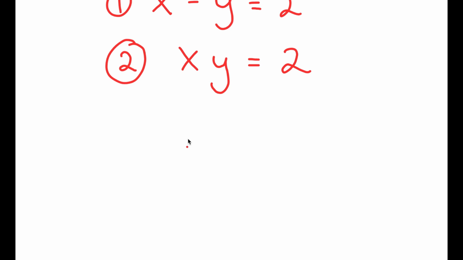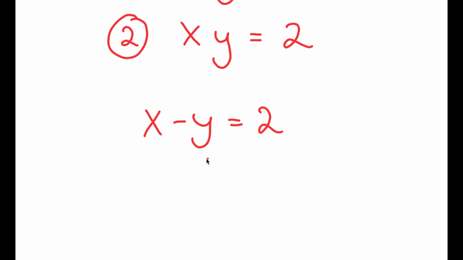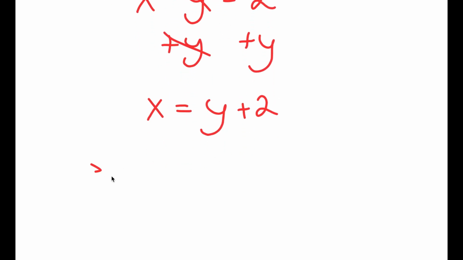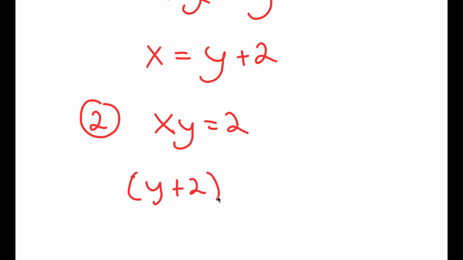So what I'm first going to do is reorder equation 1. I have x minus y equals 2 for equation 1, and what I'm going to do is add y on both sides. So I get x is equal to y plus 2. Now for equation 2, I have x times y equals 2, and what I'm going to do is plug in my value of x into this equation.